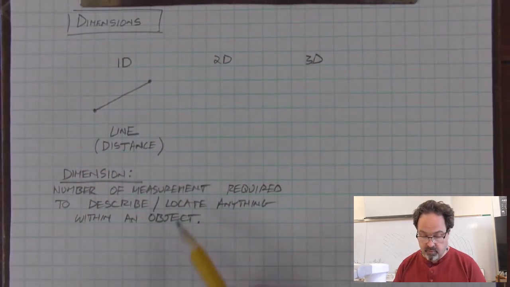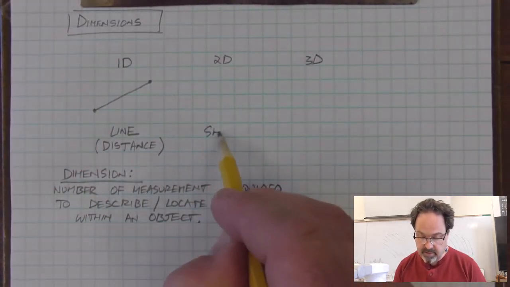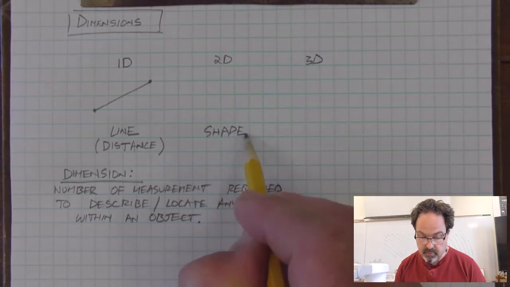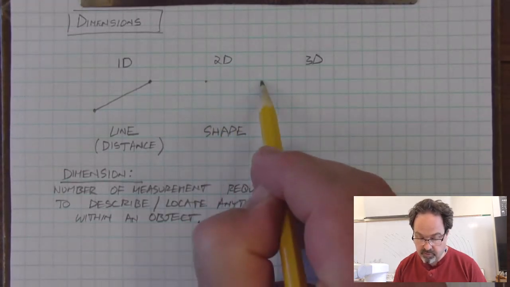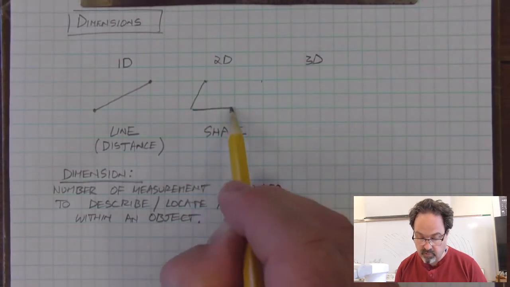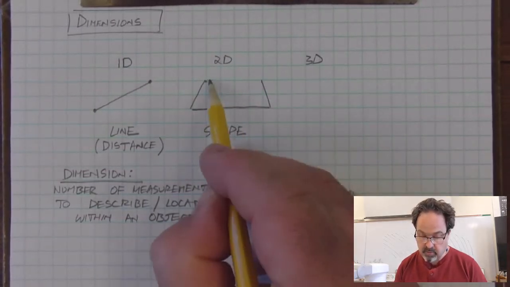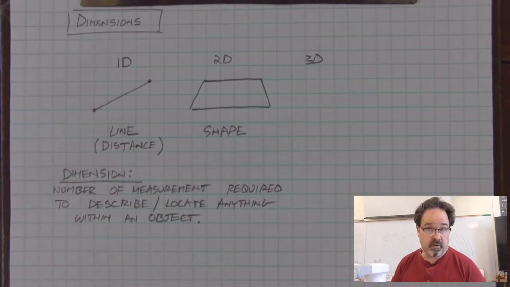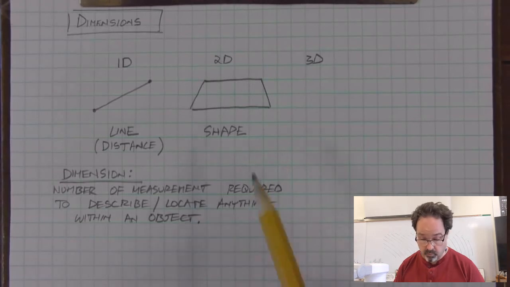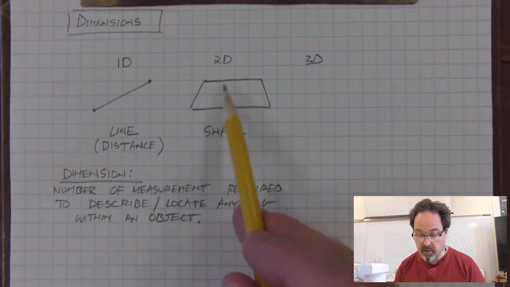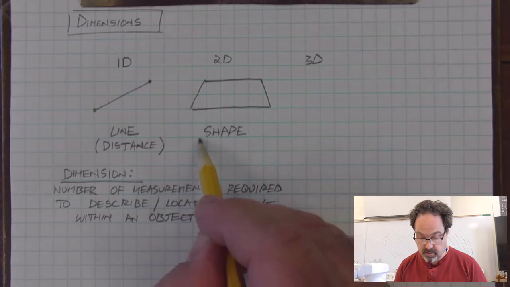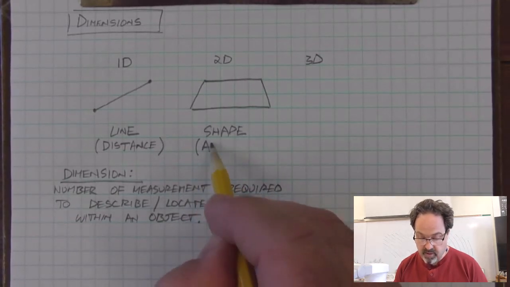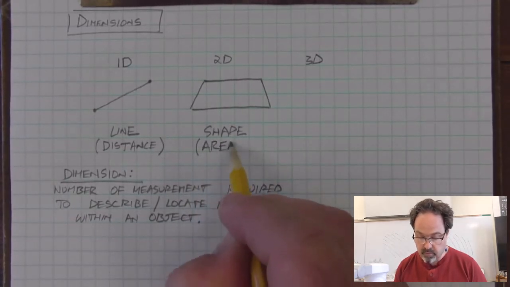An example of a 2-dimensional object is any shape. I could draw an example of a shape. In this case, it'll be a trapezoid. A trapezoid is a mathematical object. It's 2-dimensional. 2-dimensional objects we call shapes. When we measure them, we measure the area within the shape. We call the measurement that is 2-dimensional an area.